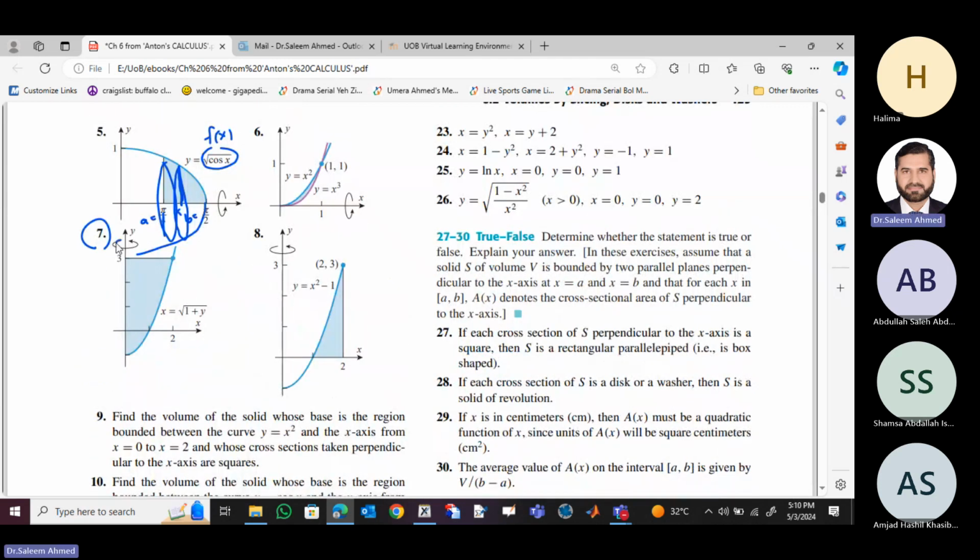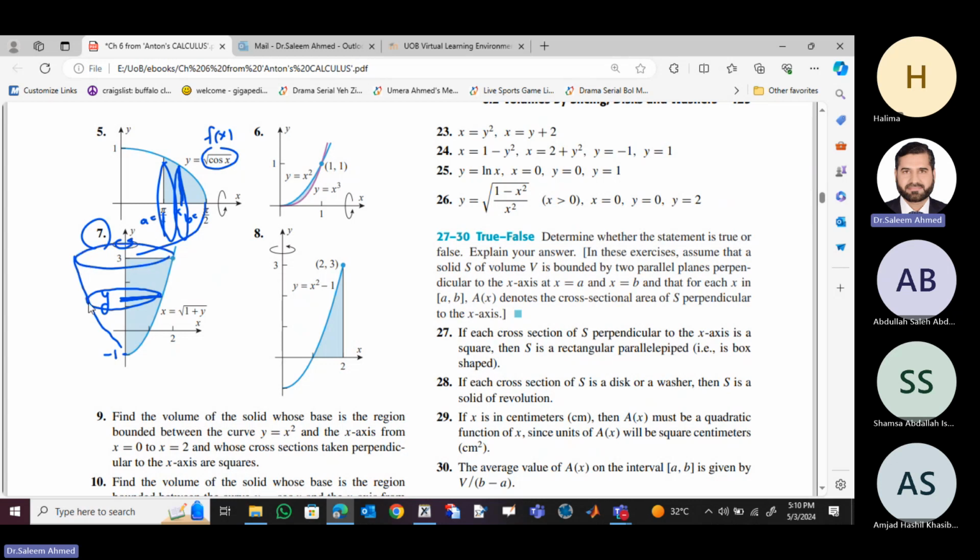Now they say rotate it about y-axis. So what will happen? What we did with x, we will just change it to y. So y goes from -1 to 3. I will take any y in between and this will become my radius because now I am rotating it about y-axis. So instead of going down, it is going along y-axis.